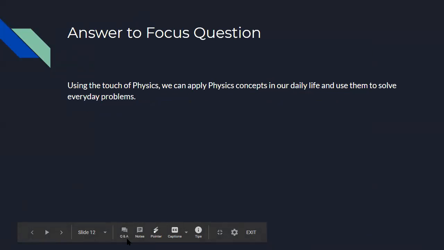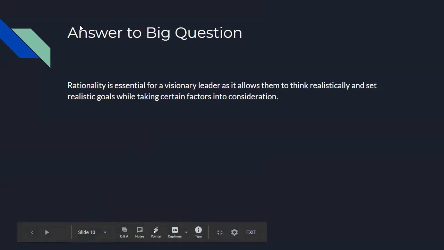The answer to the focus question is, using the touch of physics, we can apply physics concepts in our daily life and use them to solve everyday problems. And the answer to the big question is, rationality is essential for a visionary leader as it allows them to think realistically and set realistic goals while taking certain factors into consideration.